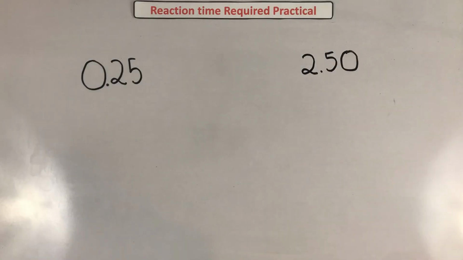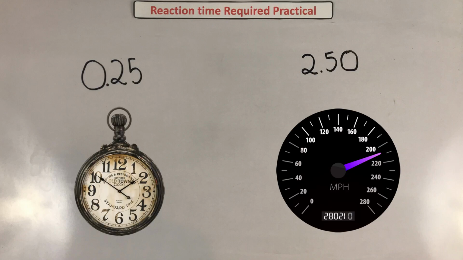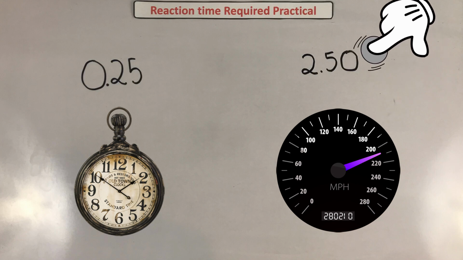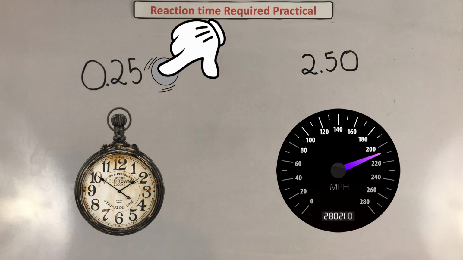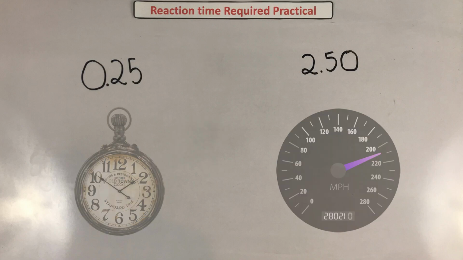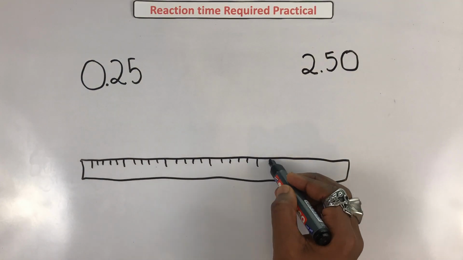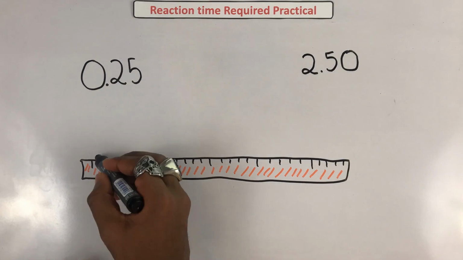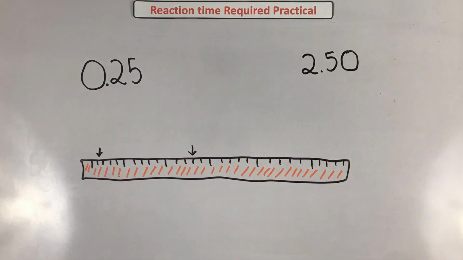The key is to remember that you're talking about time and not speed. If it was speed, then obviously 2.5 meters per second is faster than 0.25 meters per second. But no, you're talking about time. So the shorter your reaction time, the quicker you are. The first individual took 0.25 seconds to react to a stimulus, while the second was 10 times slower, taking 2.5 seconds to react.